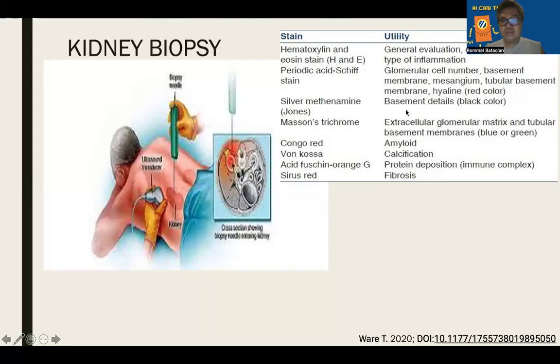Jones silver stain would be important if the primary pathologic disease you're considering is an abnormality in the basement membrane, because it gives a blackish color if there is thickening, for example, of the basement membrane. Masson's trichrome usually leads to a bluish or greenish color if there is a problem in the extracellular matrix and the tubular basement membranes. If you're suspecting amyloidosis, Congo red staining, and for calcification, it's the von Kossa stain.